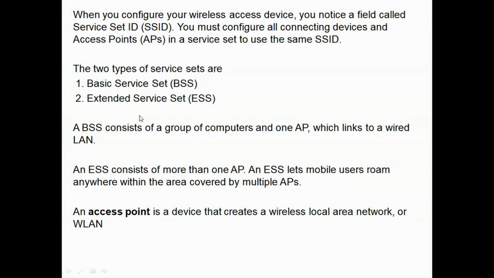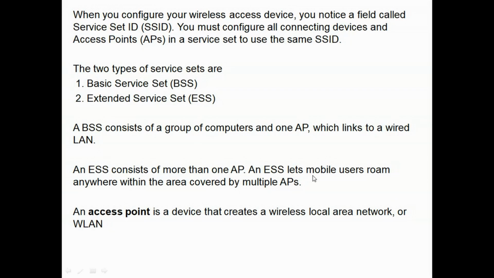So what is the difference between these two? A basic service set consists of a group of computers and only one access point, which links to a wired LAN. So that is all about BSS, basic service set. Only one access point, and all are connected to a wired LAN. Whereas in ESS, which we are going to implement, this extended service set consists of more than one AP, more than one access point.